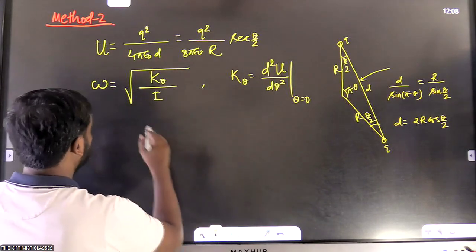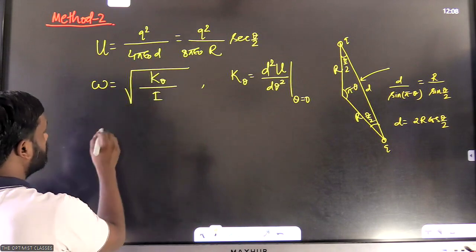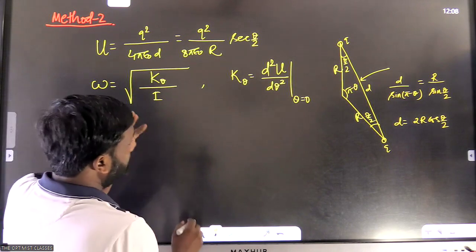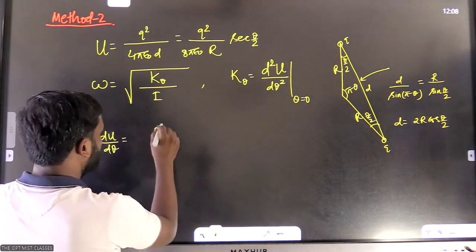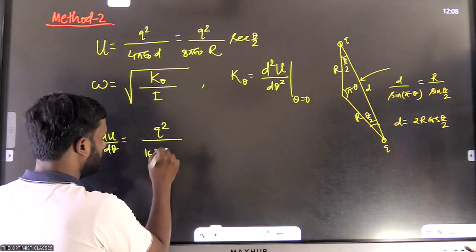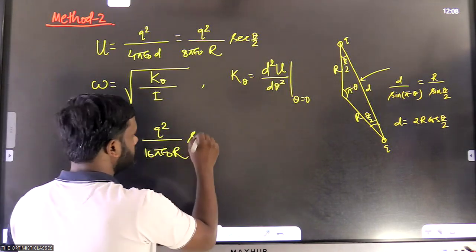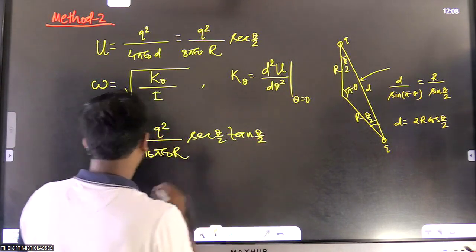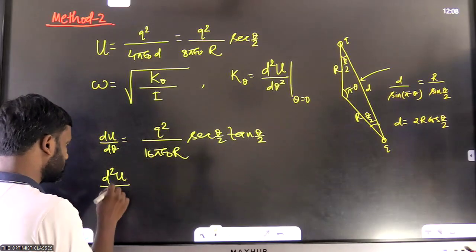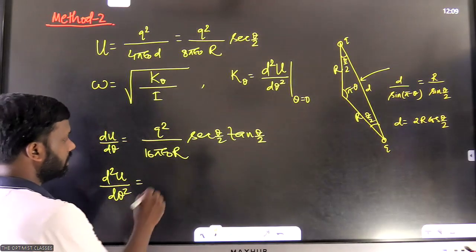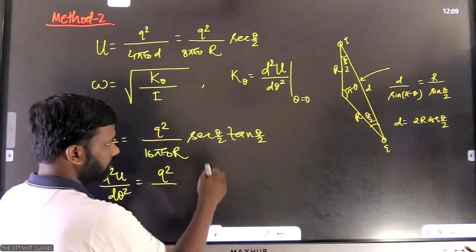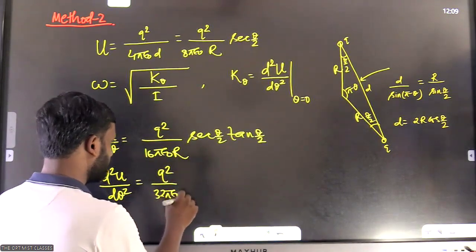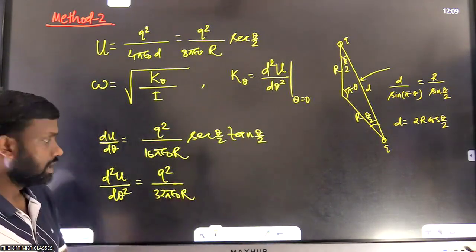Here we have U equal to this much. If you calculate dU by d theta, a factor of 1 by 2 will come here. So you will get Q square upon 16 pi epsilon naught R, and here you will get sec theta by 2 and tan theta by 2. Now again differentiate it, d2U by d theta square. You will get Q square upon, again a factor of 1 by 2 outside, so 32 pi epsilon naught R here. That's what we get.